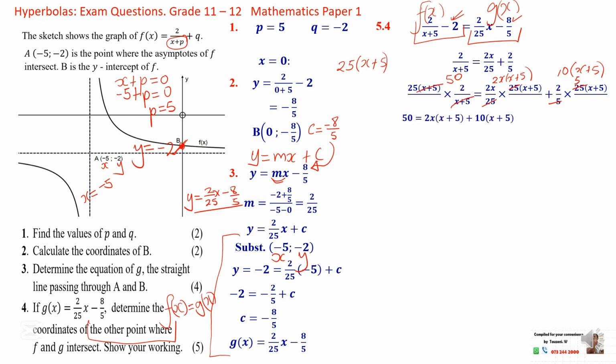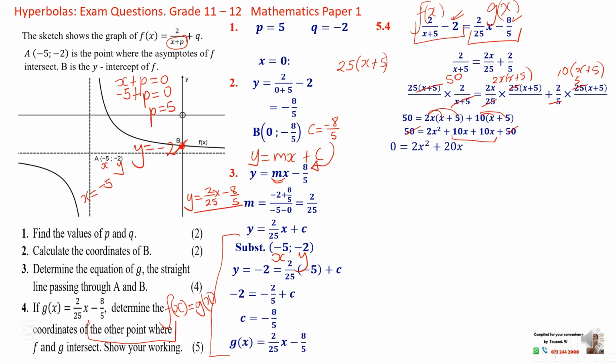50 is equal to 2x times (x plus 5) plus 10 times (x plus 5). Now this is multiplication that I have to do to remove those brackets. If I multiply there, this is what I now have. Then collecting like terms, if we transpose the 50 to this side, it's going to become 50 minus 50, which gives me 0. Then these are like terms, 10x plus 10x, that gives me 20x. Now I have 0 is equal to 2x squared plus 20x.